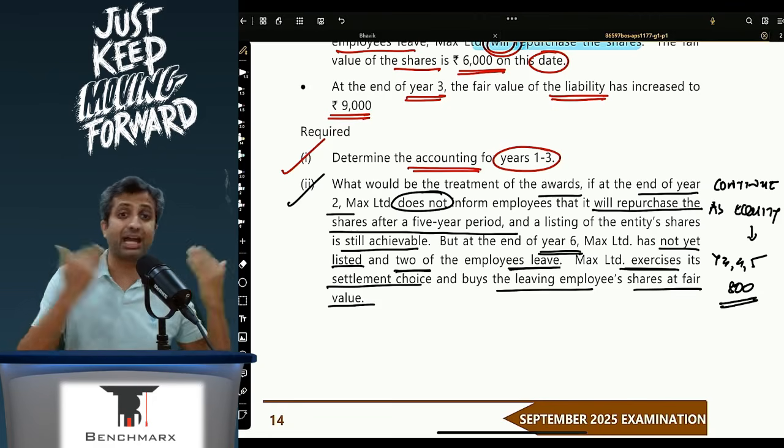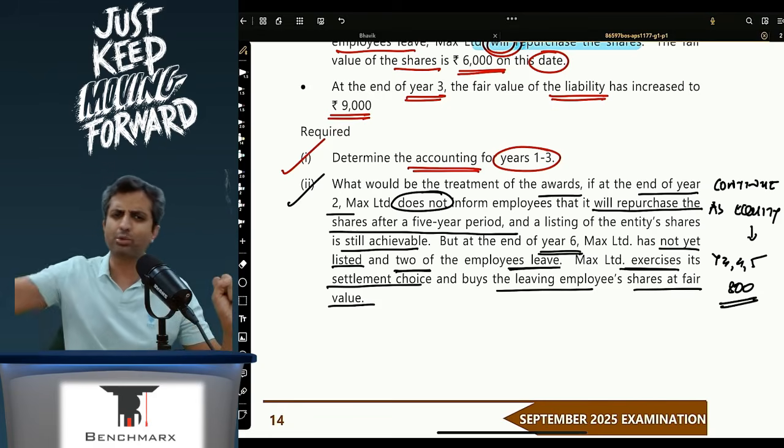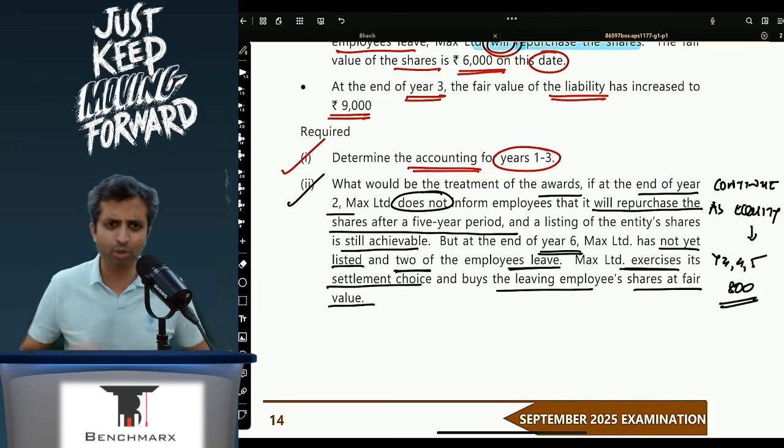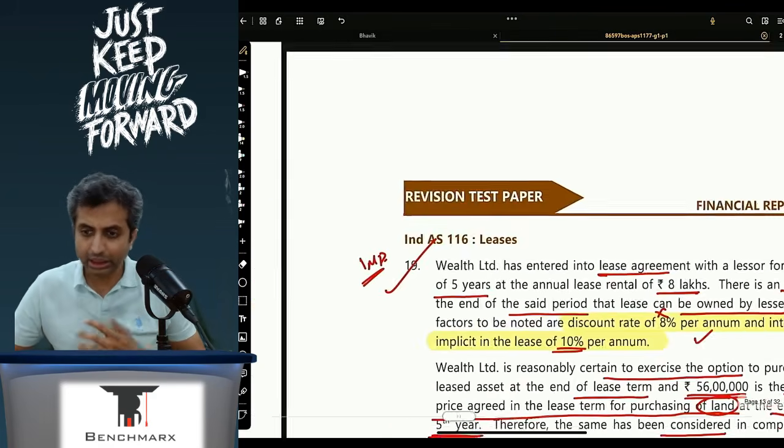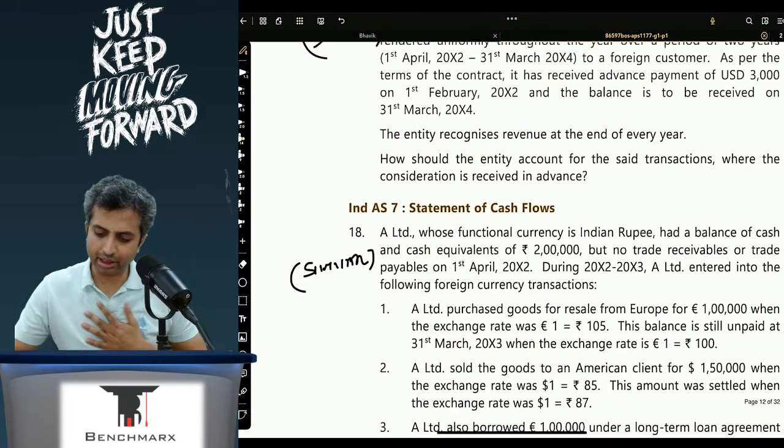These are all past ICAI questions. Some of them are in the study material, some of them are in the RTPs, MTPs, but you will be able to address the same. So just let me quickly discuss this in just a second.